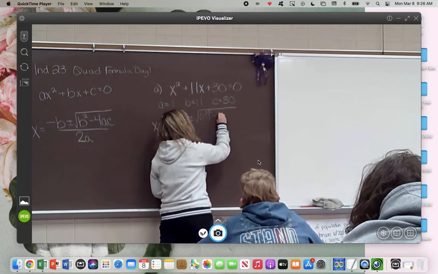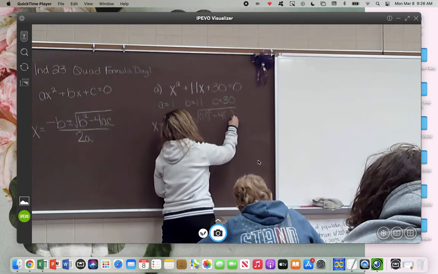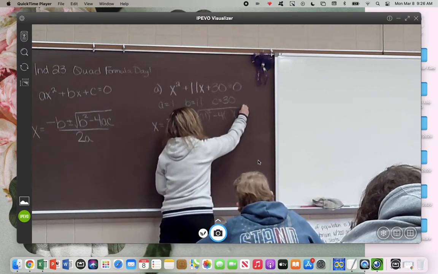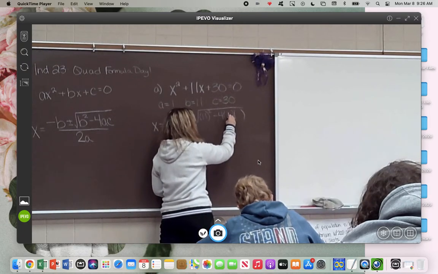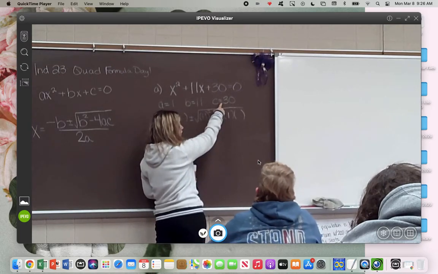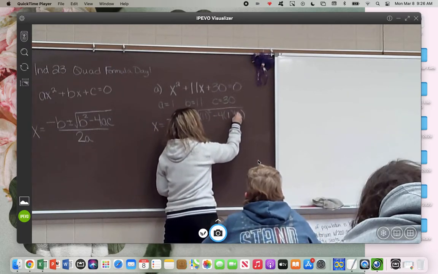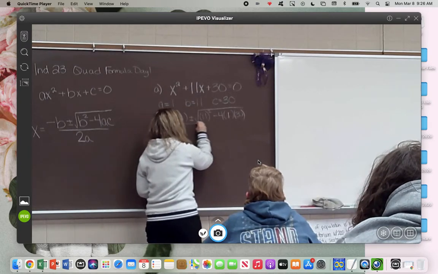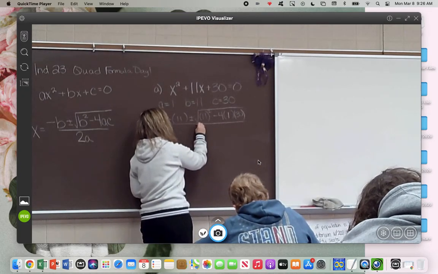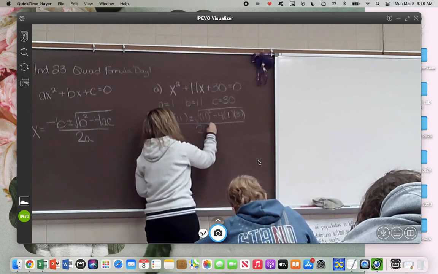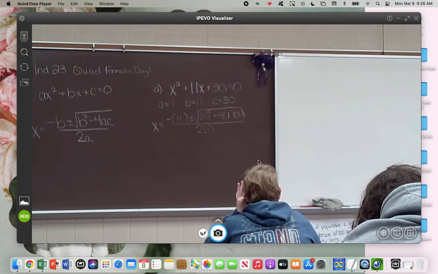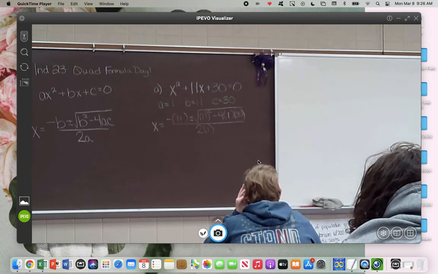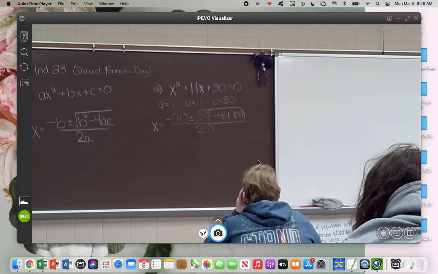Now the minus 4 is part of the formula, but now we have to plug in an a and a c. What is my a value? All right, so I'm going to plug in a 1 right here for a. My c value is 30, so that's going to go in right here. And then the whole entire thing is 2 times a, and we know a is 1, so we have 2 times 1. So once we know our a, b, and c values, we can simply plug those in.